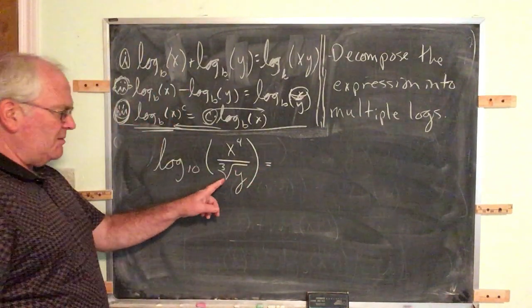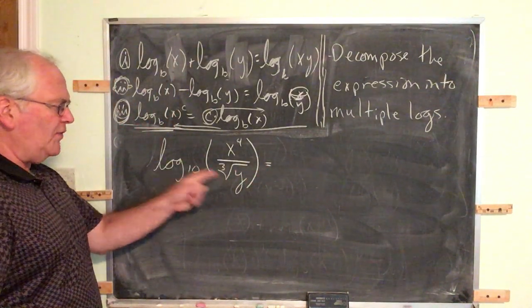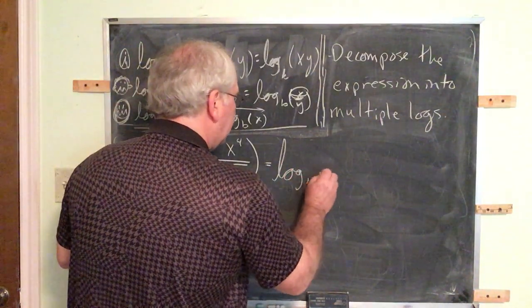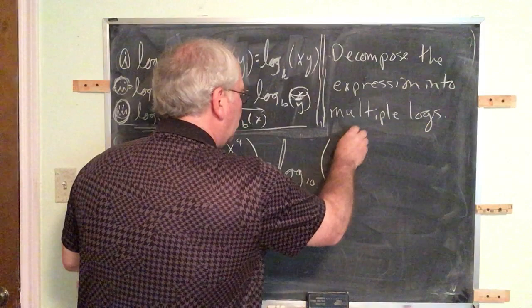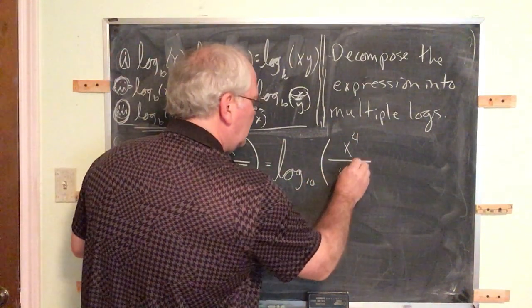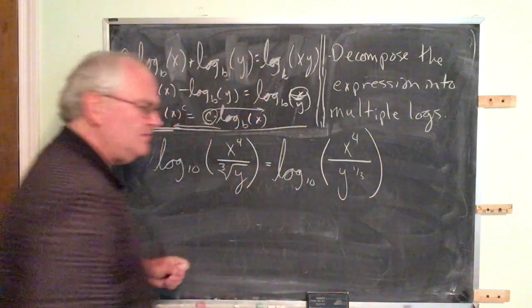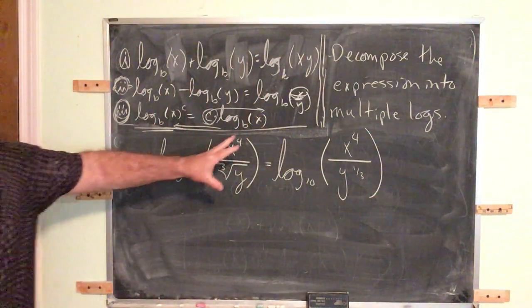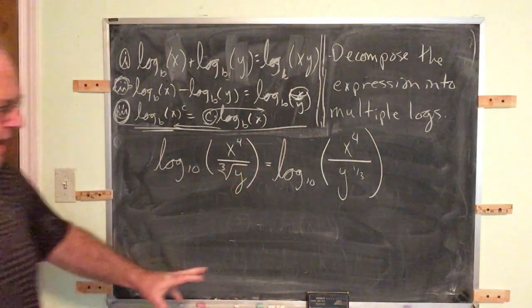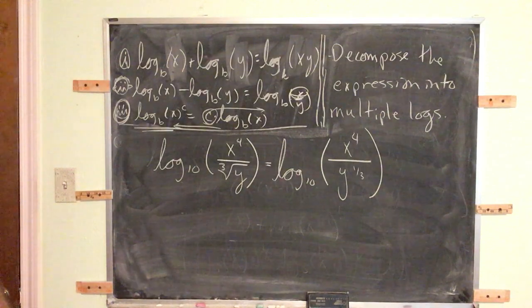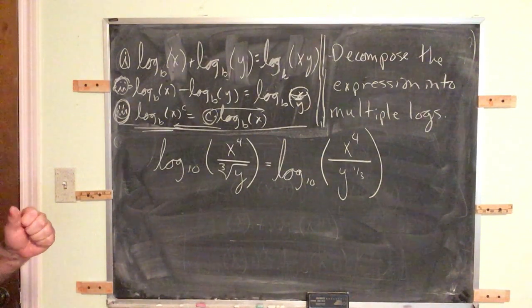All right, so same as before. First, let's get rid of this radical. 3rd root means 1/3 power. So we can write this as log base 10 of x to the 4th. Nothing happens there, but this becomes y raised to the 1/3 power. And then I think now it should be clear what happens with this. In fact, maybe you should start here and see if you can take this home and work this by yourself. So pause the video now.